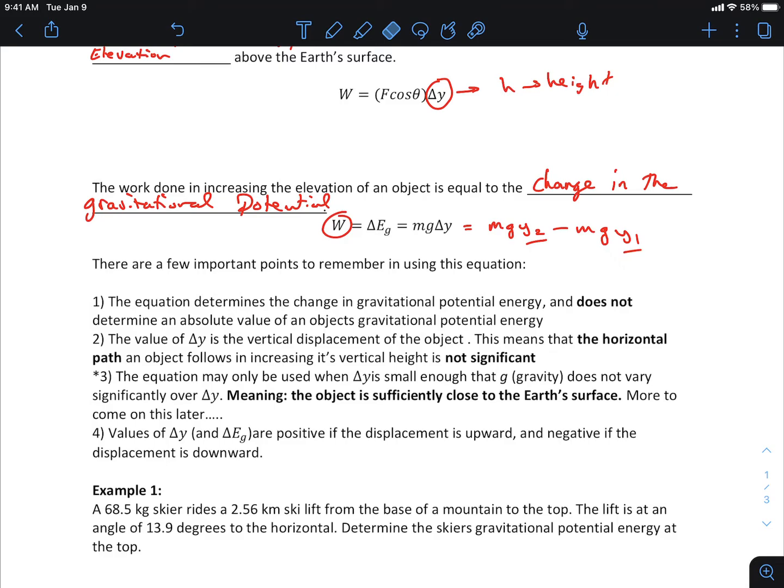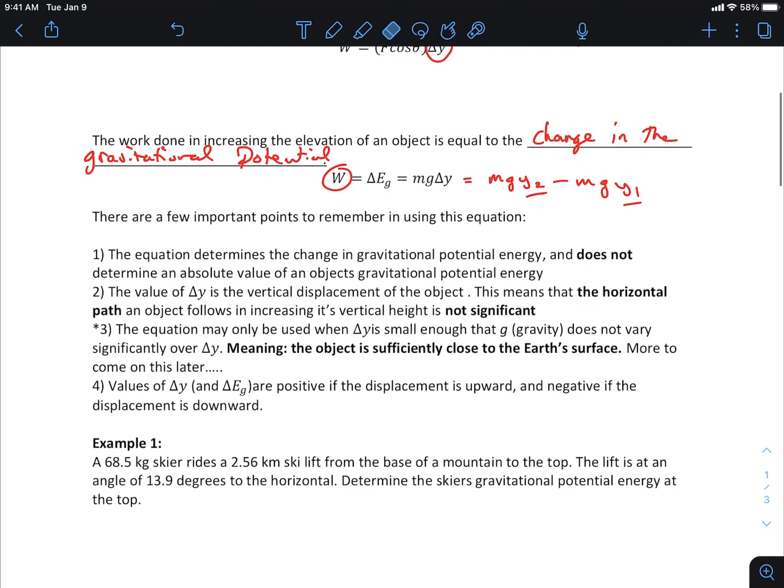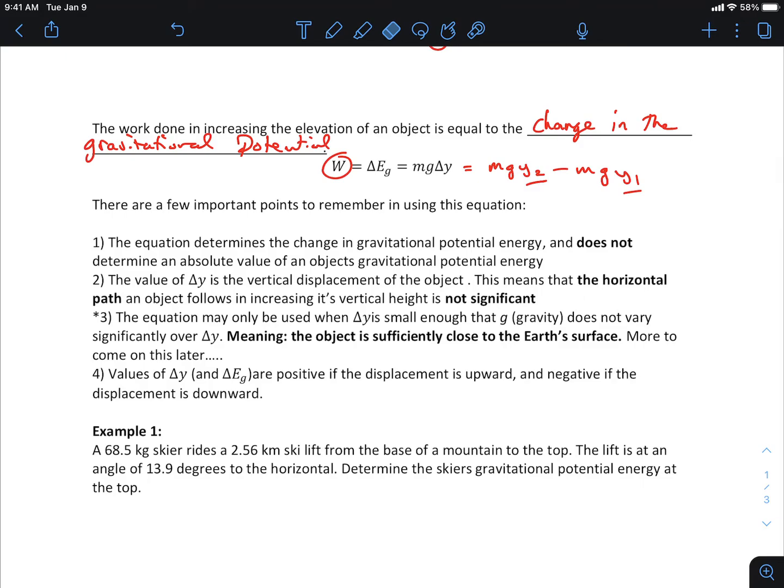Okay, so there are a few important points to remember in using this equation, right? The equation determines the change in gravitational potential energy and does not determine the absolute value. The absolute value, if you haven't dealt with it, well, I'd imagine you would have seen something like y equals the absolute value of x. You would have had a graph like this, where every y value was positive, right? Didn't have any negative y values, right? So that's what this is saying. It's not determining an absolute value. It's determining the actual potential energy. So we can have negative values. That means something to us.